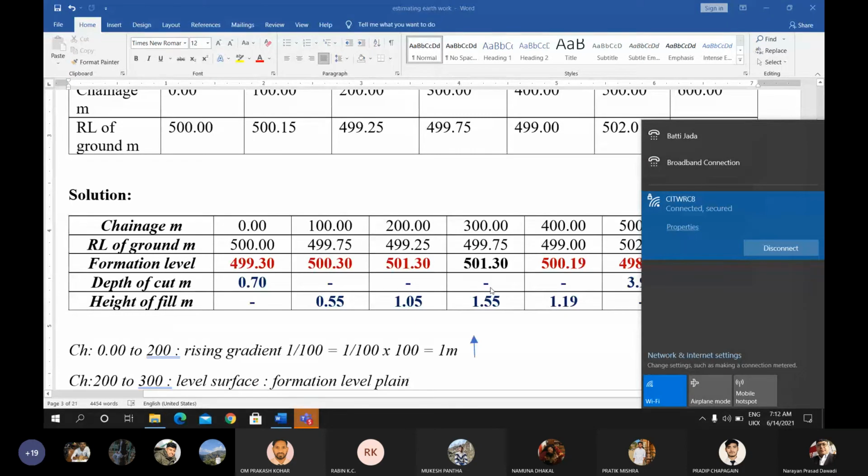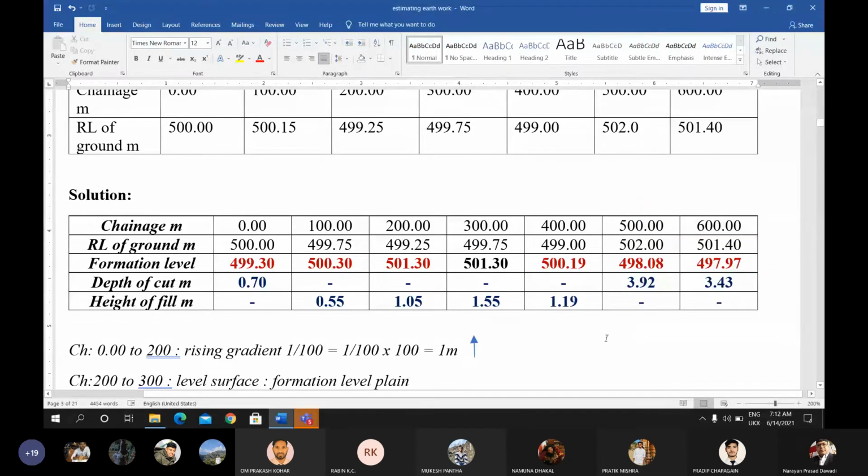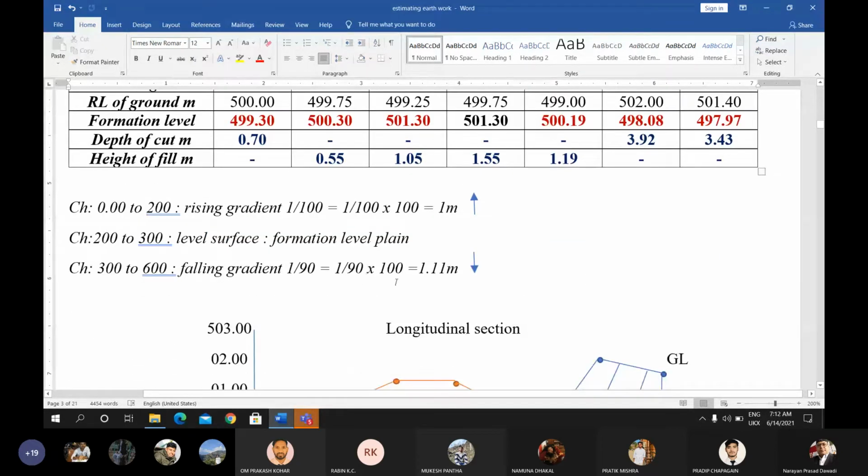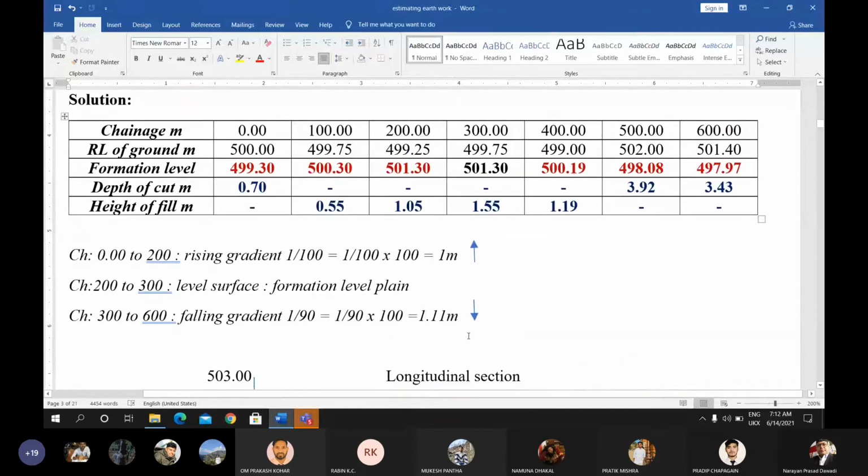We have been given the formation level of 300 meter, and we have to start from the 300 meter. From 300 to 600 meter there is a falling gradient of 1 in 90, so for each 100 meter interval the falling of formation level must be 1.11 meter. So from 501.30 meter deduct the value of 1.11 meter towards the 400 meter.